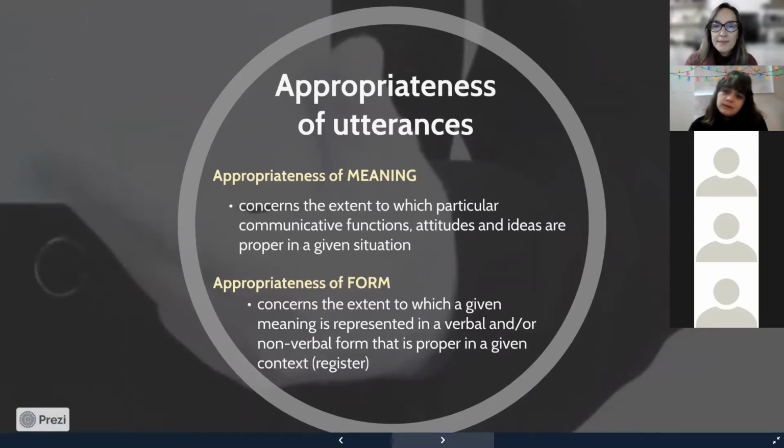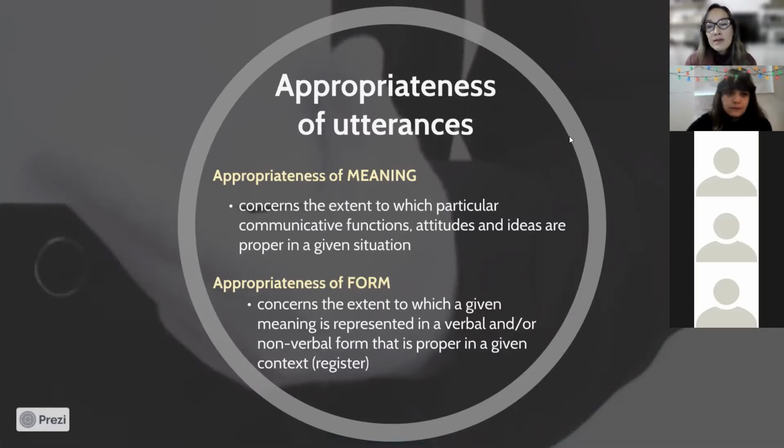function, right? So we need to start thinking about appropriateness of meaning, which concerns the extent to which particular communicative functions, attitudes, and ideas are proper in a given situation. So you see, now we need to start looking at the meaning that we want to convey for a specific situation, right? The language that we're going to use in that situation. That's why it says the communicative functions. What are the communicative functions?